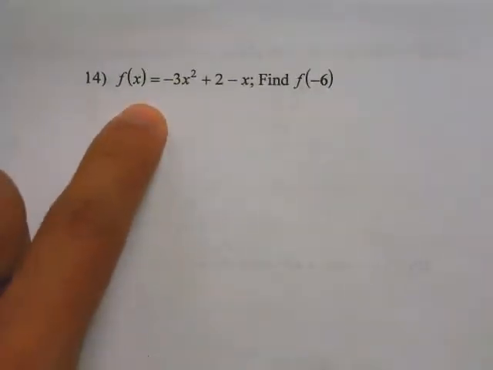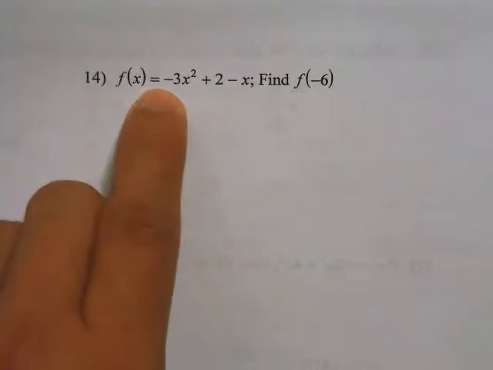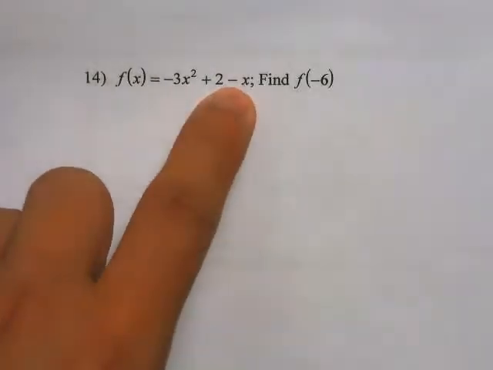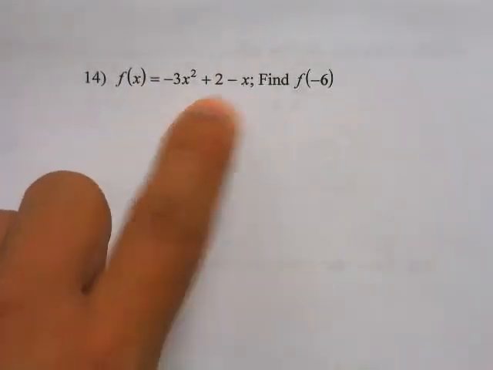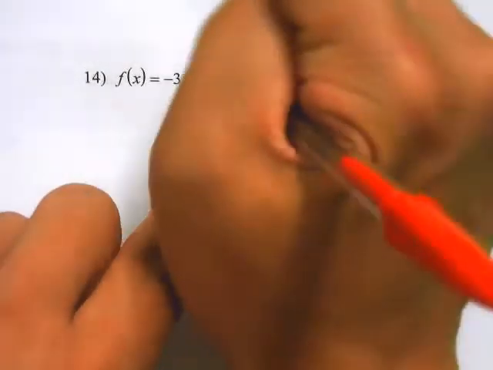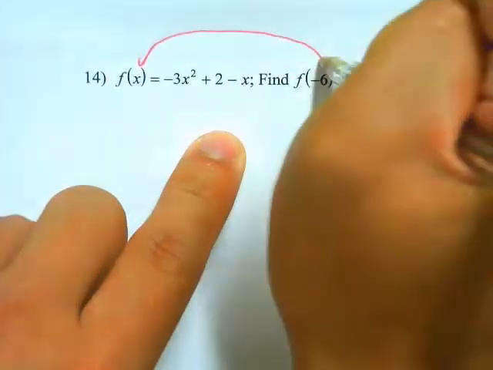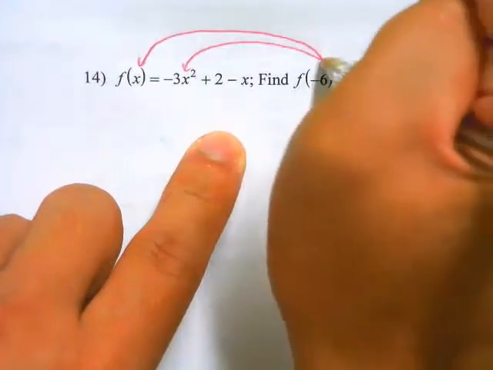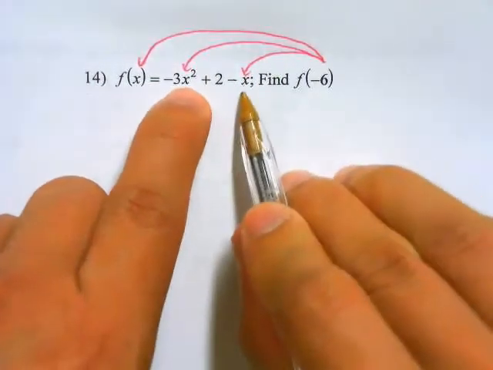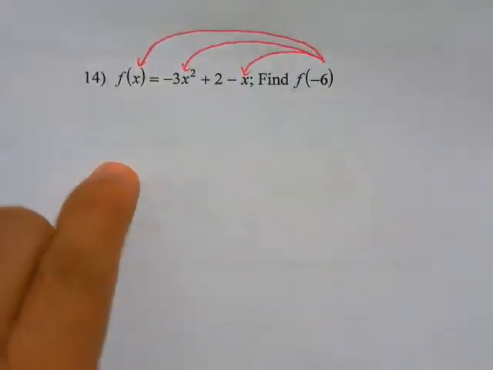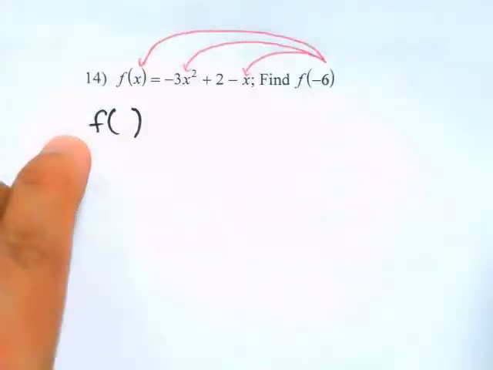Okay. We have our function, f of x is equal to negative 3x squared plus 2 minus x. What are we going to plug in for x? We're going to plug in negative 6. So be careful. Sometimes there's more than one place, and sometimes 3 places where we got to plug in that negative 6.